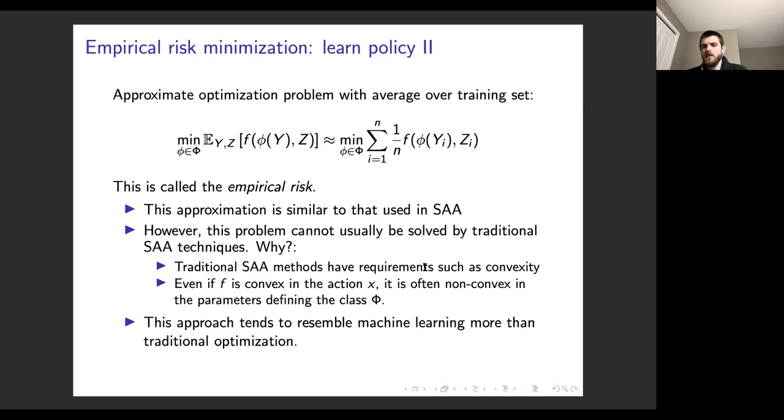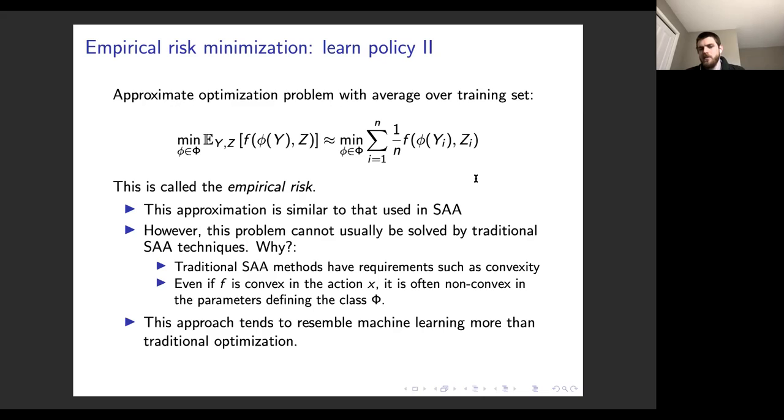Then we do something that is very similar to sample average approximation. We're just going to approximate this expectation with its average over the training set, and we call that the empirical risk. The difference between this and sample average approximation is that we're using the training set that includes both the side information and the uncertain parameter. But otherwise, it looks very similar. We're just taking the average of this over our training set.